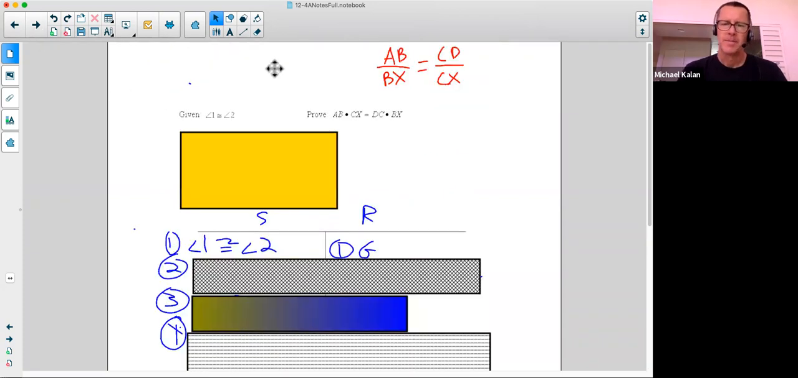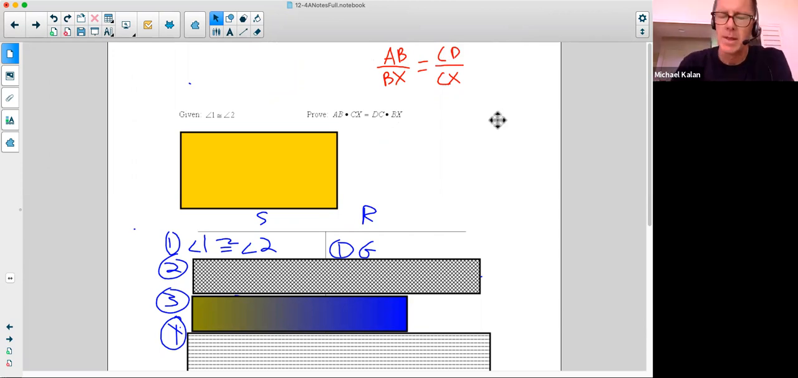Okay, let's try this one. You're given that angle 1 is congruent to angle 2. You need to prove that AB times CX equals DC times EX. And I don't know about you, but for me, it's often difficult. I always want to figure out what proportion made these cross products. And remember, it's always means equals extremes. AB and CX would be the extremes.